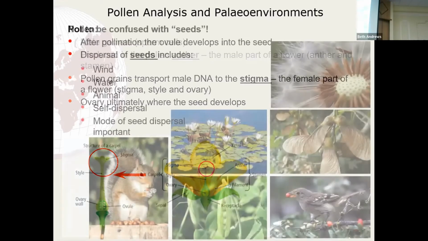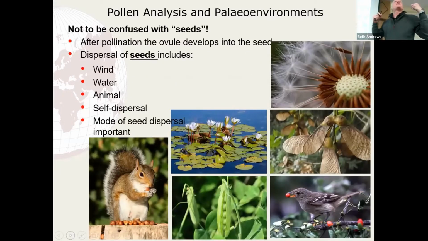Okay, so we need to differentiate between pollen grains and the seeds which come from pollination occurring. We know the seeds: the dandelions, the winged nuts of the maple and the sycamores, the berries of the hollies, the water plants, and of course the hazelnuts and oak acorns. They have different mechanisms. So let's differentiate between the seeds, which are important, but also the pollen grains.